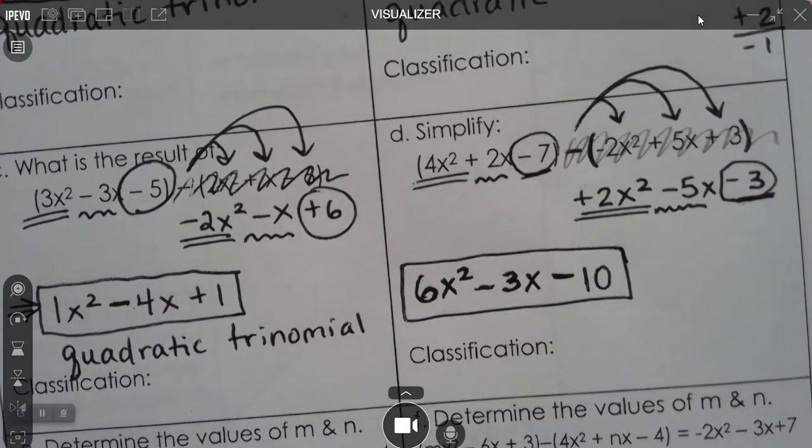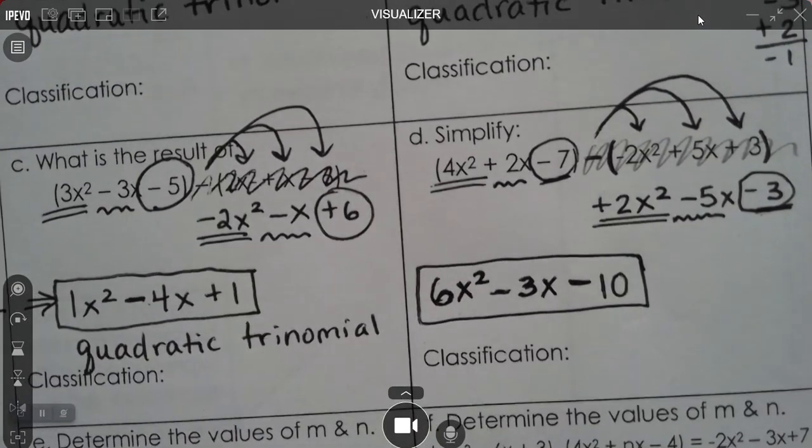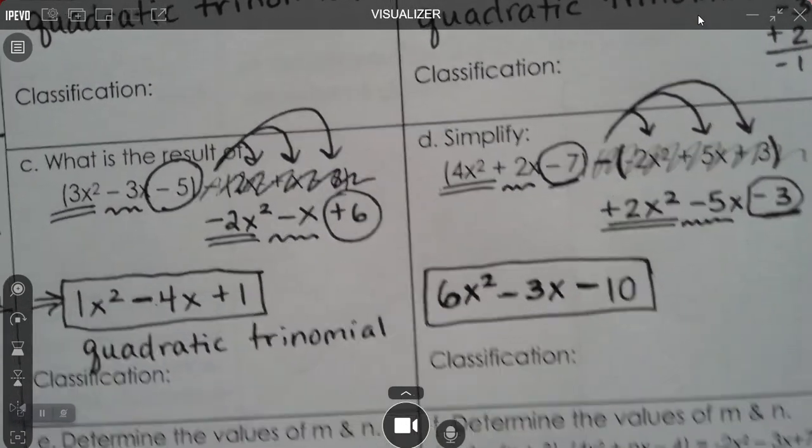All right. Please don't be passive in the review. Please make sure that you're engaging, not just copying what's on the board.